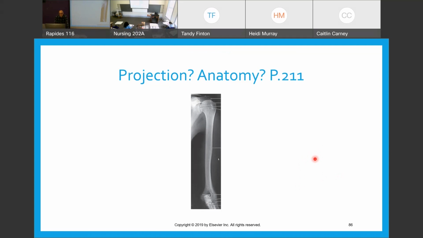That's an AP humerus. Okay, it's an AP humerus. And why do you say it's an AP humerus? Because it goes all the way down to the elbow, and the humerus is like this. Well, so does the lateral.